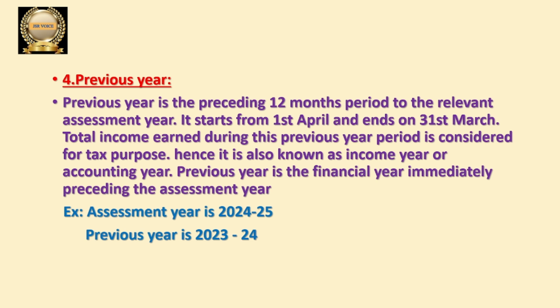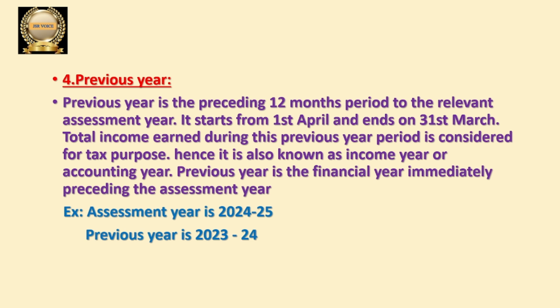1st April 2024 to 31st March 2025 is the present year or assessment year. Then what is a previous year? Just a 12 months period preceding to the assessment year period is known as previous year. So if our present assessment year is 2024 and 25, previous year will be 2023-24. So previous year starts from 1st April 2023 to 31st March 2024. Hope this is clear.